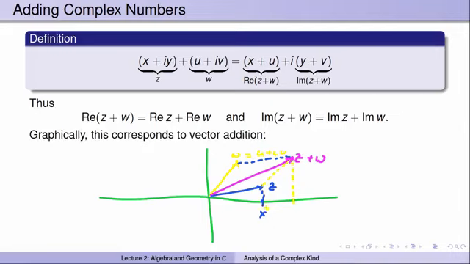So from here to here, that distance is exactly the same as from here to here, which corresponds to the length u, and the same is true on the y-axis. So addition of complex numbers corresponds to vector addition.